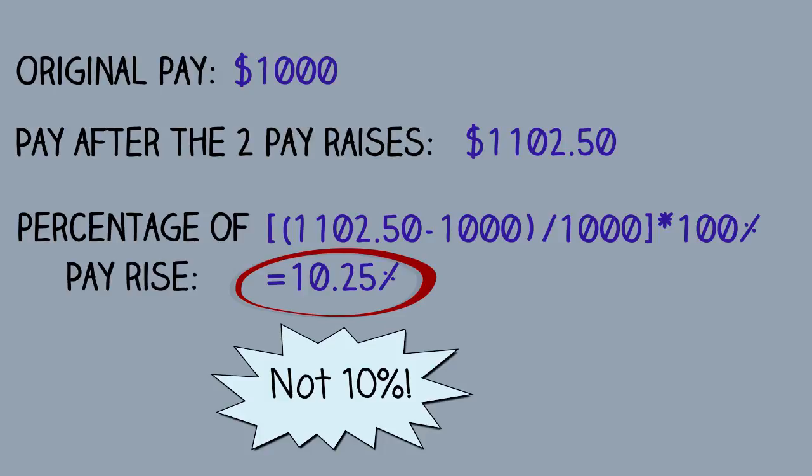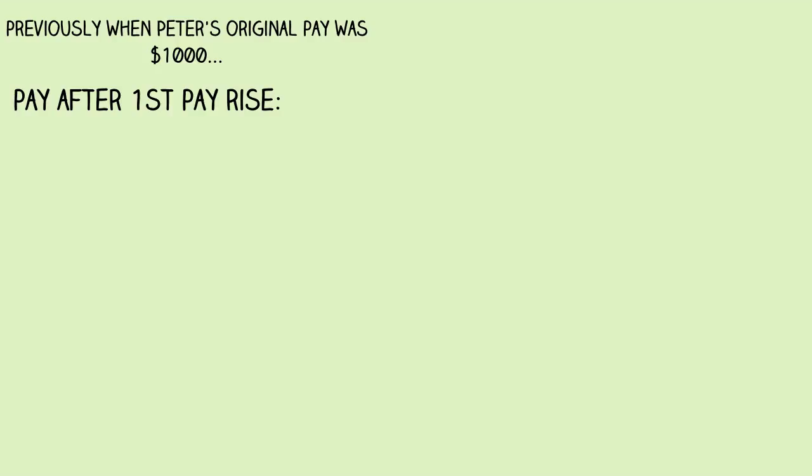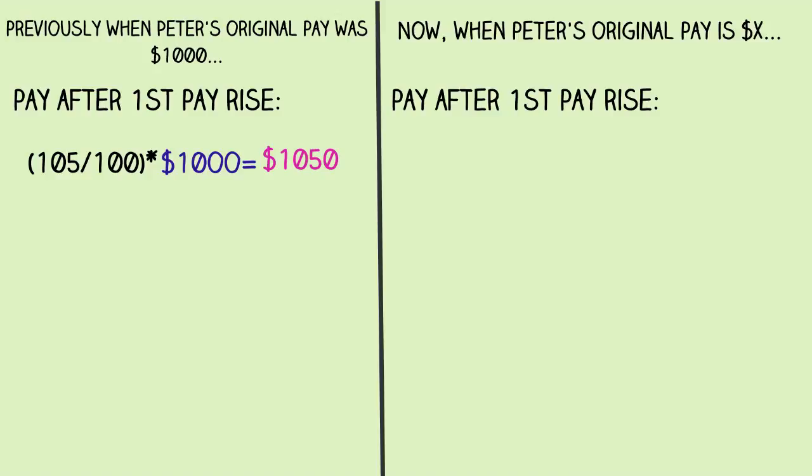pay rise. Now that you have understood the concept, let's go back to the original problem where Peter's original pay is not given. So let Peter's original pay be X dollars. Previously, when we assigned Peter an original pay of $1,000, we did 105% times $1,000 to calculate his pay after the first pay rise. Similarly, now that Peter's original pay is X dollars, we also take 105% times X dollars to calculate his pay after the first pay rise. This gives 1.05X dollars.